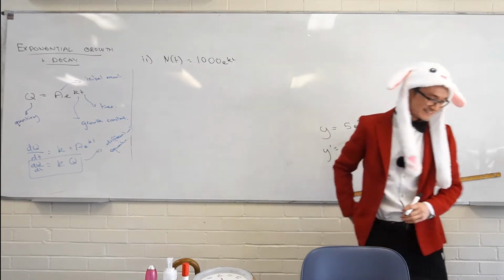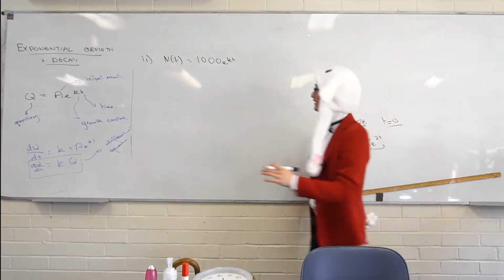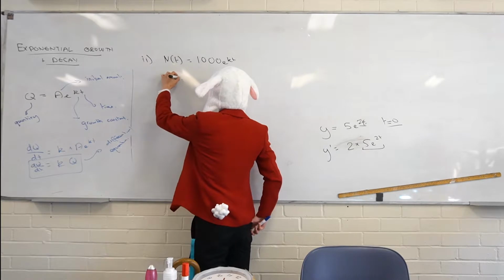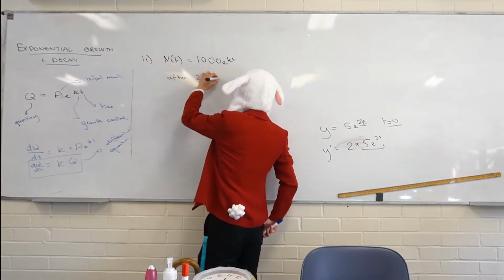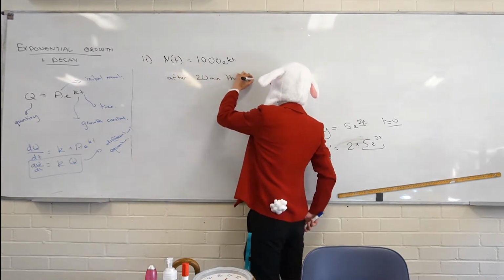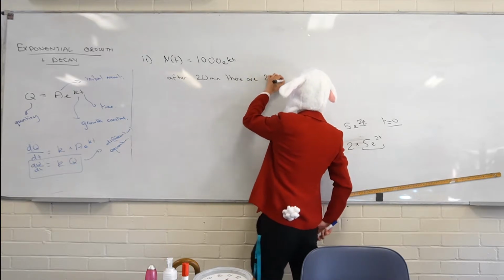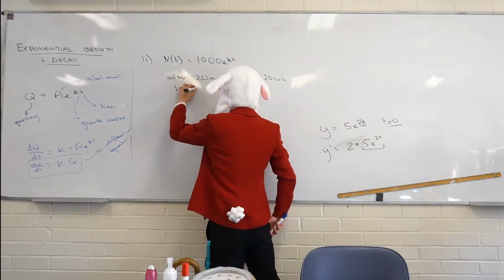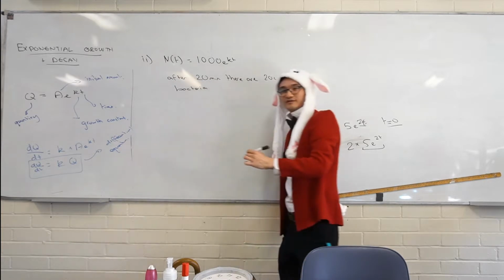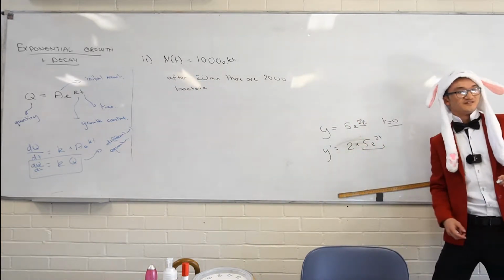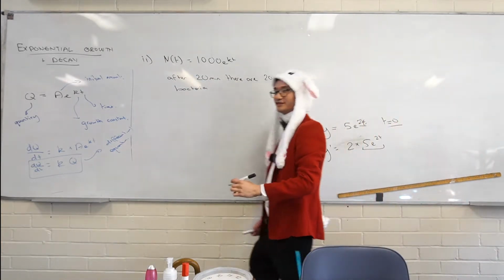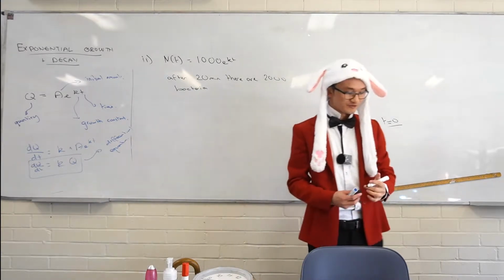Okay. 1,000 e to the kt. After 20 minutes, there are how many? 2,000 bacteria. Okay. Did anyone have a go at this one? Yes. Did you? Yeah? Anyone else? You want to have a go or do you want me to go through it? We'll go through it first, yeah? Okay.